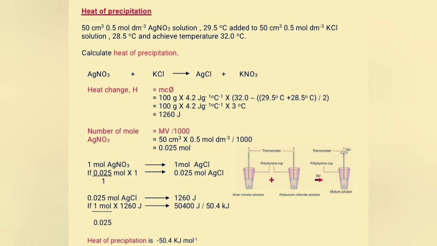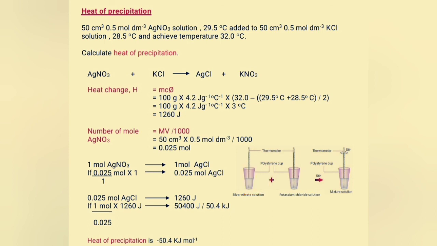Next step, we calculate the number of moles of silver nitrate solution given in the situation, and the value of the number of moles of silver nitrate will be used in the proportion between the number of moles of silver nitrate solution and the number of moles of precipitate formed, silver chloride. In this reaction, 1260 joules of heat is released to form 0.025 mole of silver chloride.